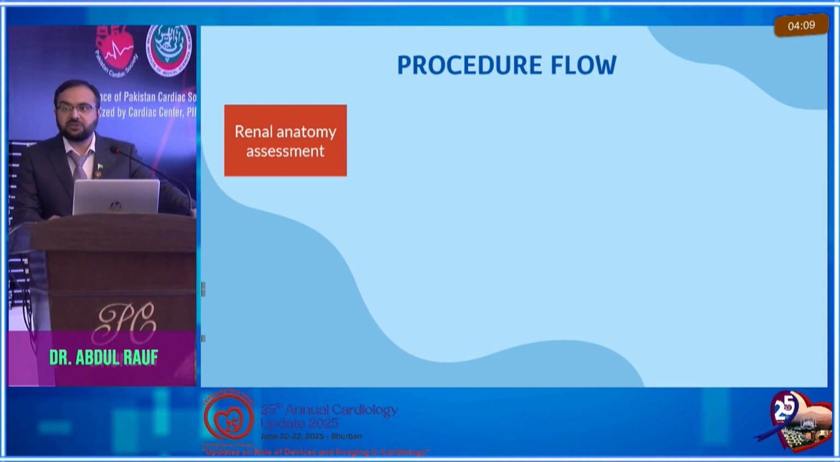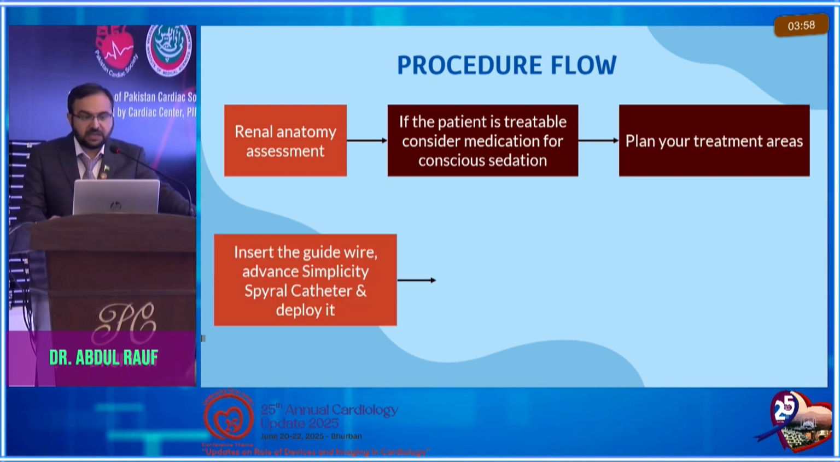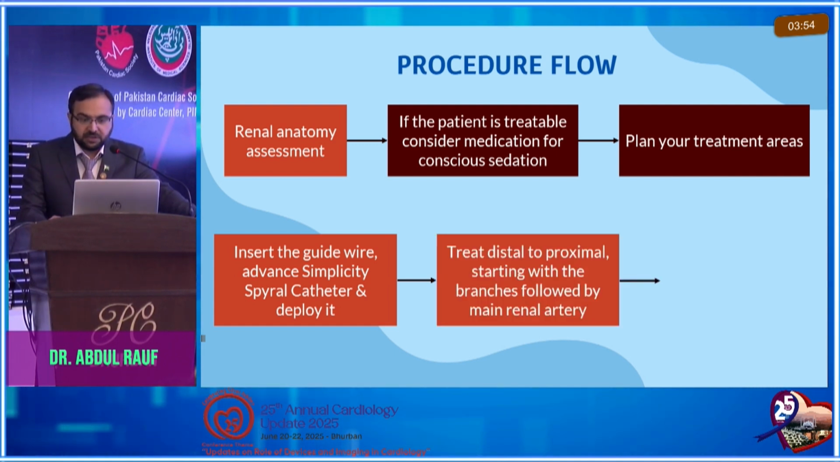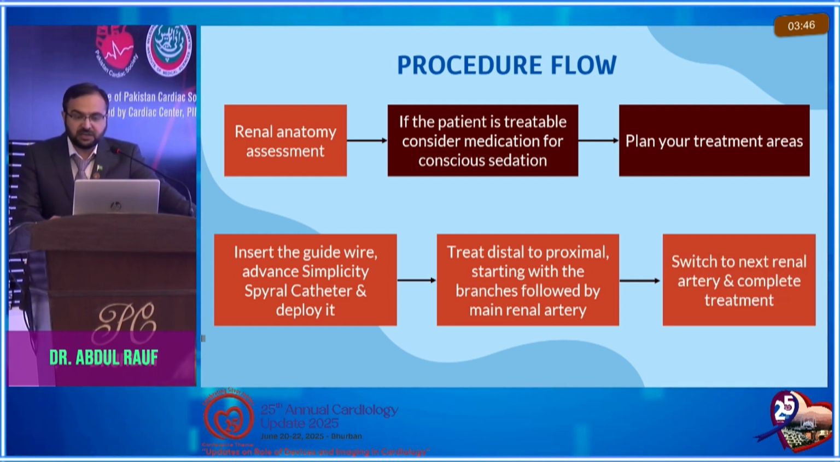The procedure is very simple. You assess the renal anatomy. Then, if the patient is treatable, give medication for conscious sedation, plan your treatment areas, insert the guide wire, advance the Simplicity spiral catheter, and deploy it. Treat distal to proximal, starting with the branches followed by the main renal arteries. Once one side's artery is done, go to the other artery and treat it.